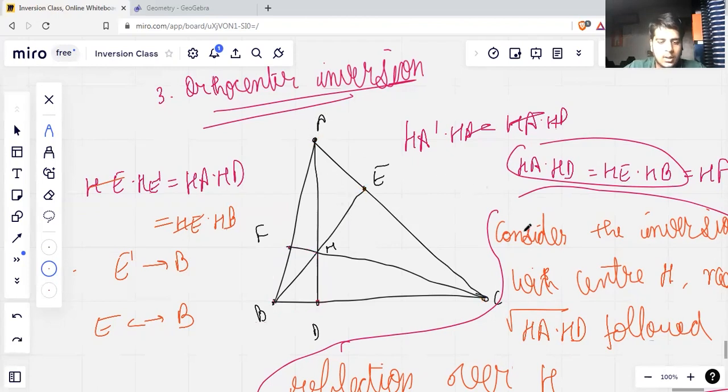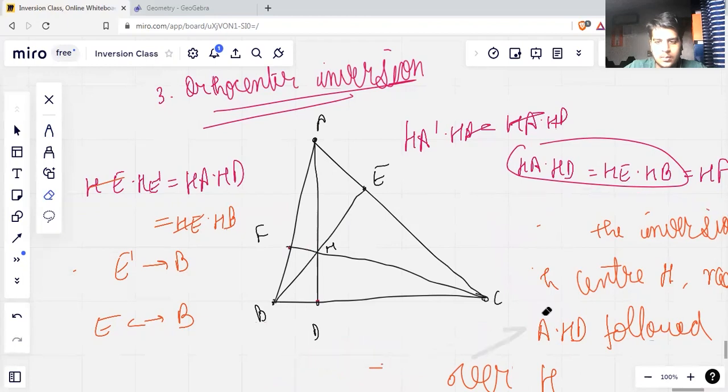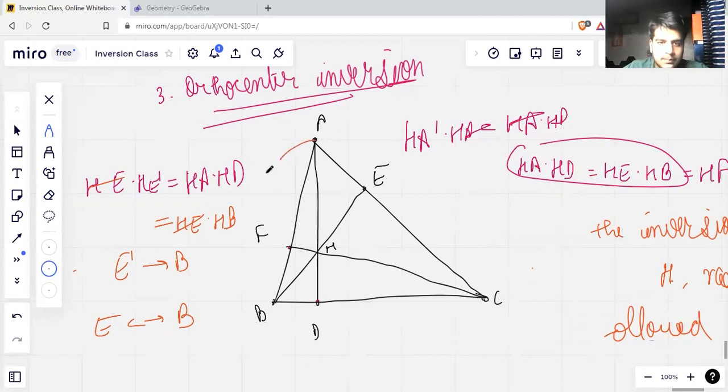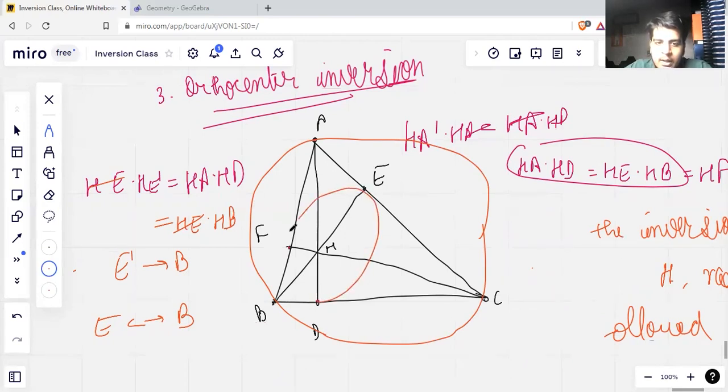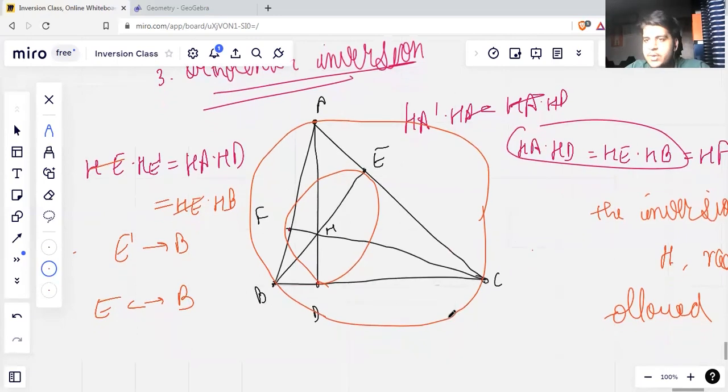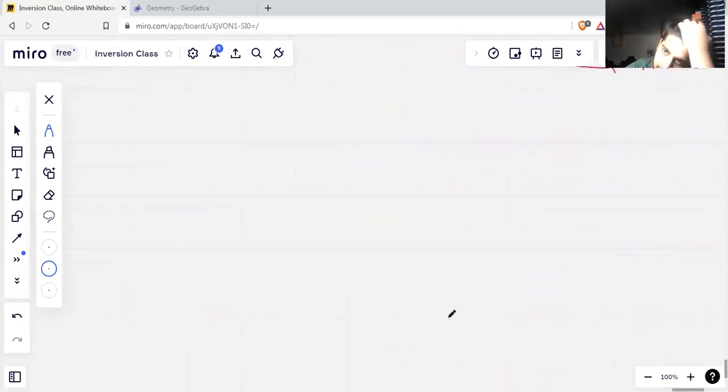What about the circumcircle? Okay, I'll erase this to get space. What about the circumcircle? Where will this go? A goes to D, B goes to E, C goes to F. So ABC goes to the nine-point circle of triangle ABC. This is also nice. Everything under orthocenter inversion is nice. So I hope you see why this is nice. Also, there is another inversion in this configuration, which is a nice inversion. That's not called the orthocenter inversion, but it's a nice one. So I'll show you what it is.